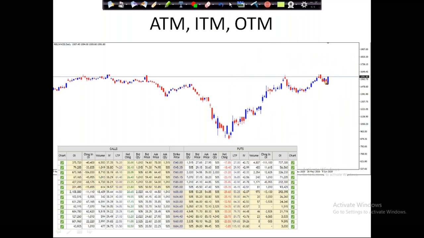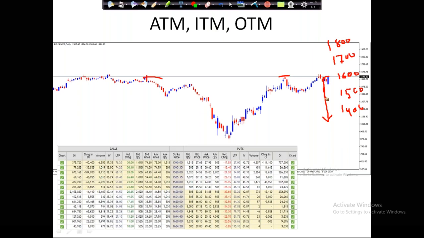Next, suppose my view is that the price will drop. Right now you can see the current price is 1600, and I'm expecting the price will drop from this area. This is like 1500, this is 1700, here is 1800, strike prices somewhere like that. So I'm expecting that price will drop from this area.